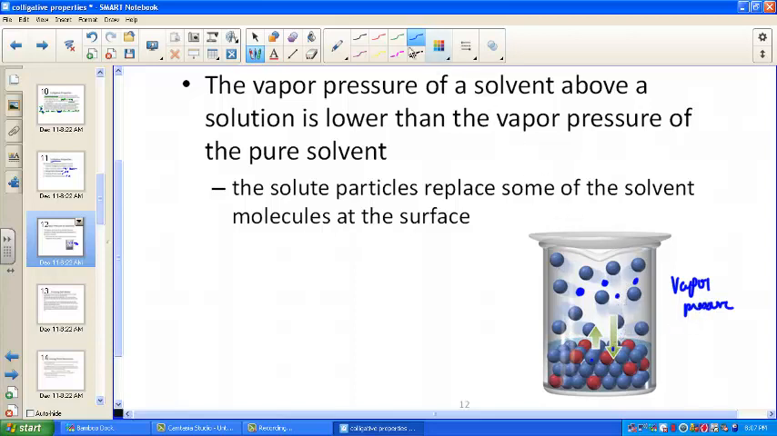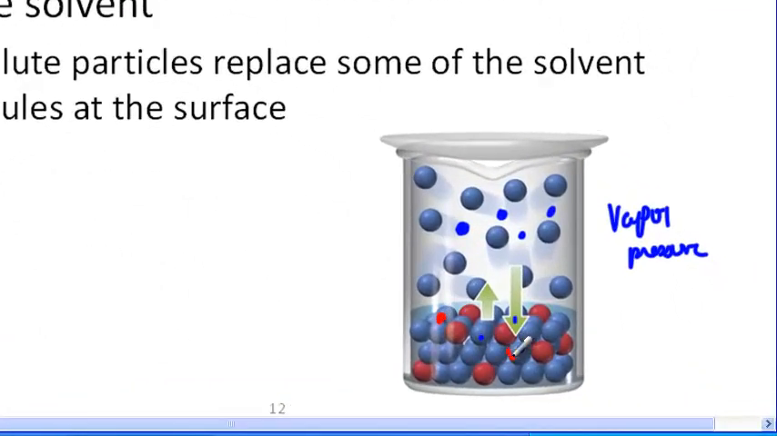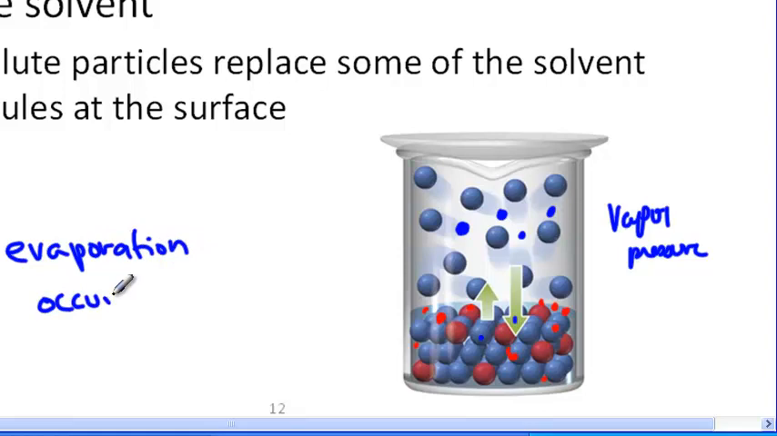That's vapor pressure. But what if we open the lid and we start adding more and more red particles into our solution? If we add more and more red particles called solute, we start to create this competition to be at the surface of the liquid here. And remember, evaporation occurs at the surface only.